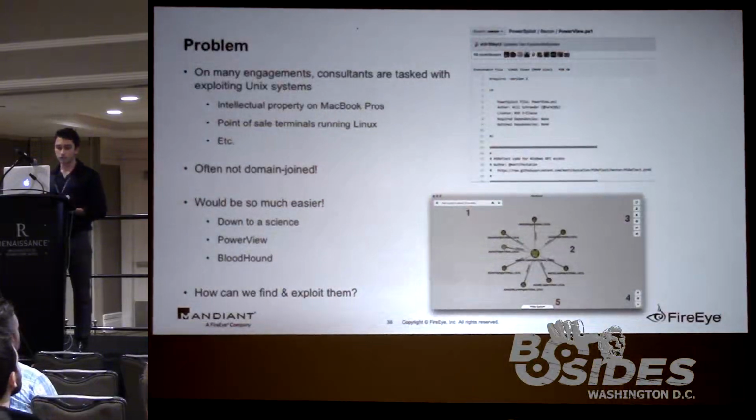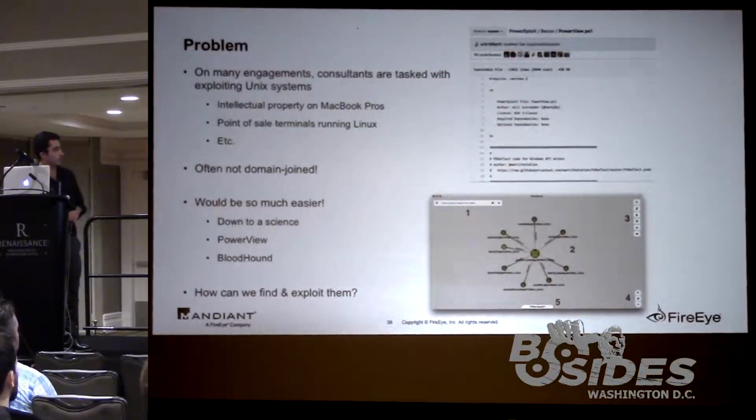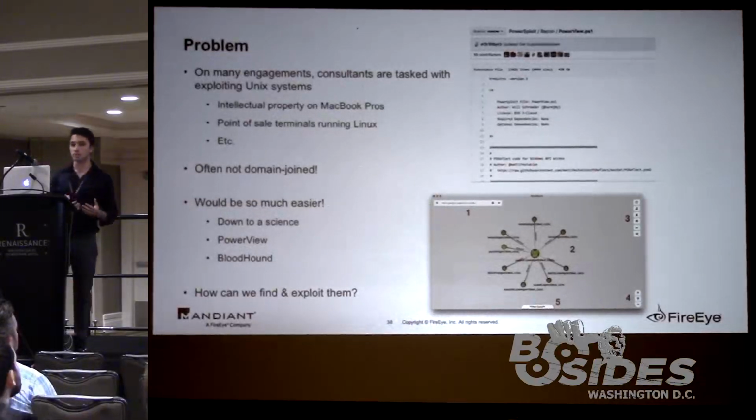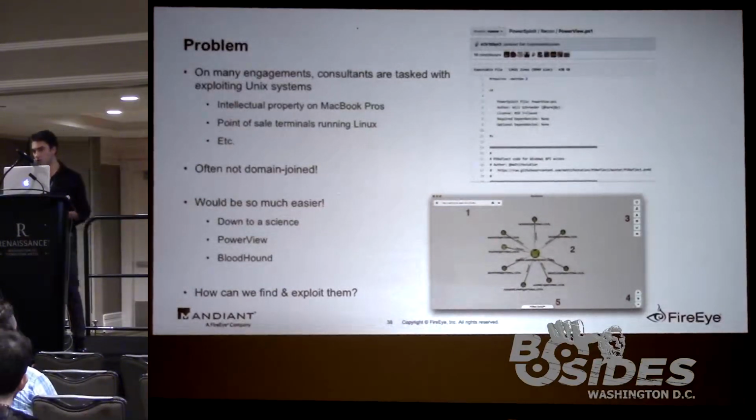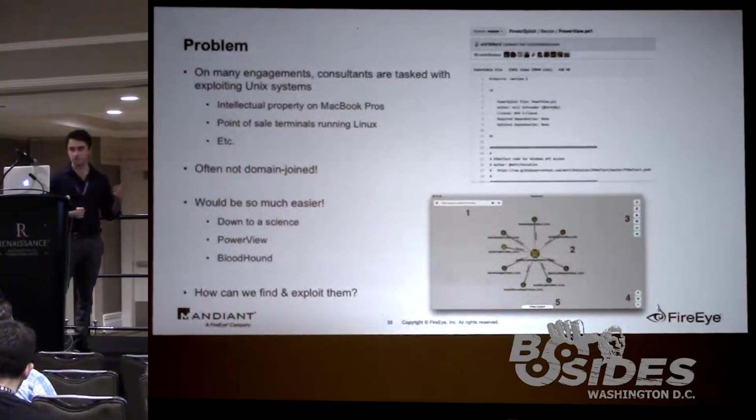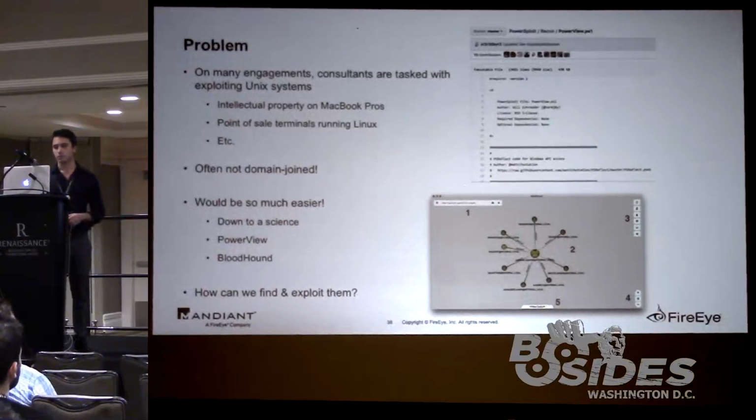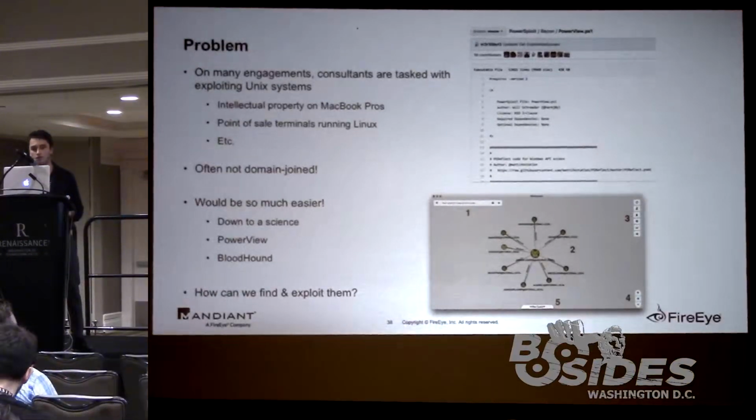So the problem is, we try to find these Unix systems, right? Let's talk about Unix systems first. Often on our engagements, we find that intellectual property for, like, fashion companies is all on MacBooks. Point of sale terminals are often on Linux systems. And these are goals that we're tasked with. They task us with finding these systems. But these systems are both not Windows and not domain joined.